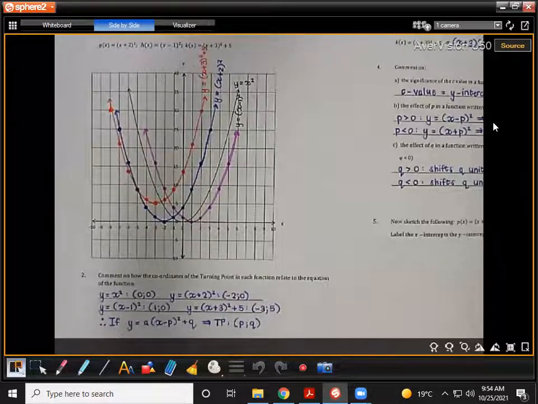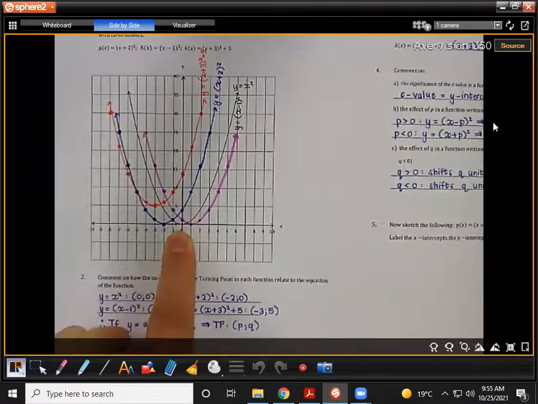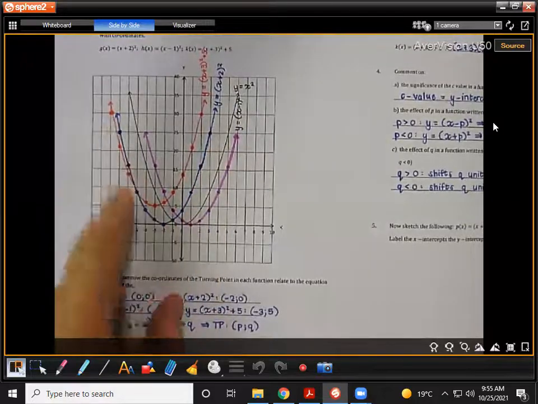So I told you in class you must sub it from -3 to +3, but unfortunately in some cases that doesn't actually give you enough points. So then I say if that happens, sub in more values so that you get a nice symmetrical kind of graph. So the first one, the one that they gave us was y equals x squared, with a turning point of 0, 0. Then we had to draw in y equals x plus 2 squared, which is this blue one over there.